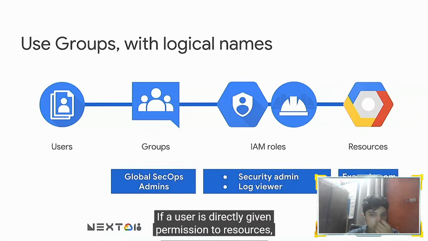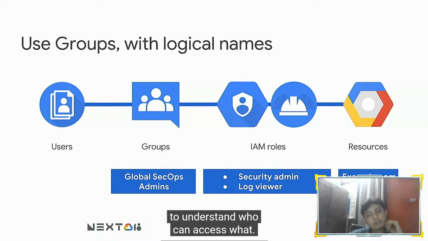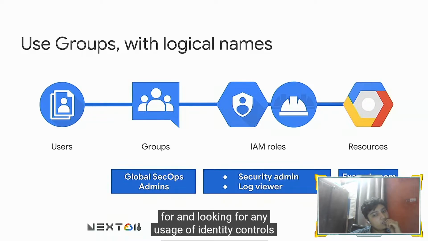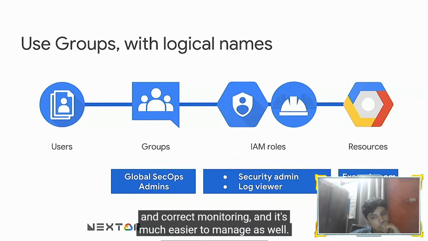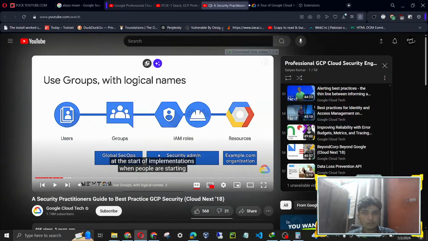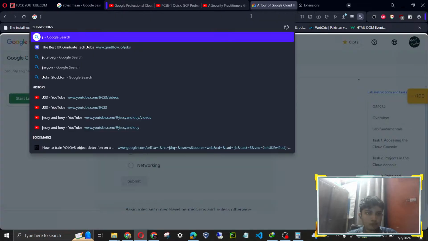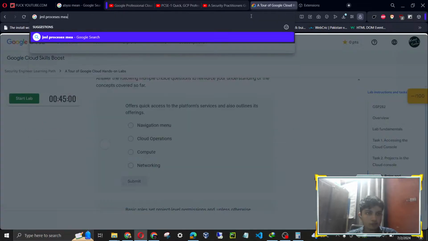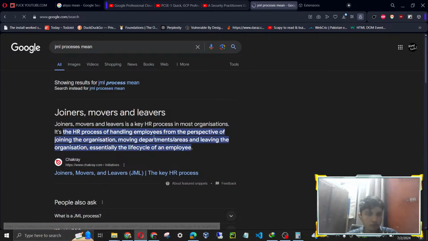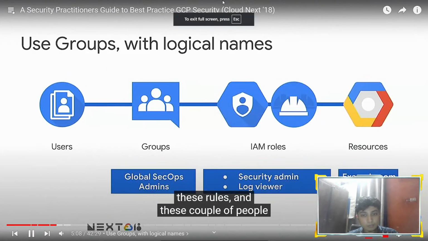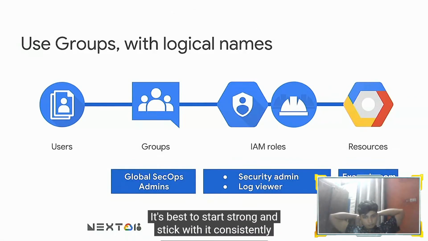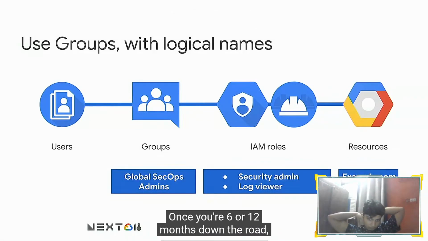If a user is directly given permission to resources, then you have a significant burden in monitoring and management and trying to understand who can access what. I would actually say you should be actively scanning for and looking for any usage of identity controls that rely on the individual accessing any resource. Everything through a group allows you to put in proper JML processes and correct monitoring, and it's much easier to manage as well. And I see this mistake being made at the start of implementations when people are starting Google Cloud, they go, oh, we'll have this one person accessing this resource, and these couple of people can have this project over here. It's best to start strong and stick with it consistently as you scale and grow your use of the platform. When you're 6 or 12 months down the road, it can be hard to back out.